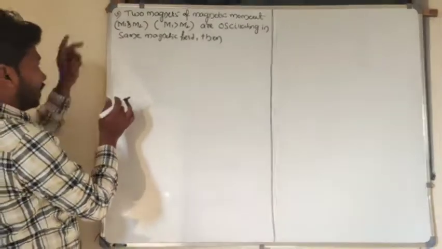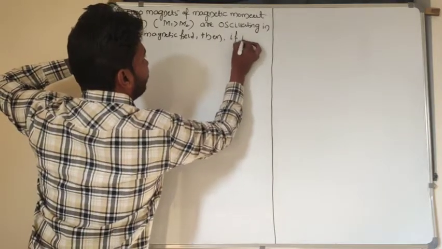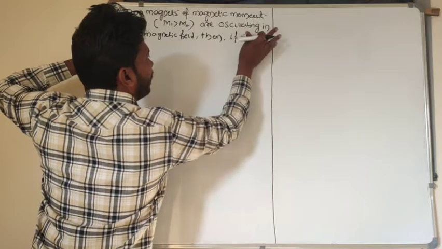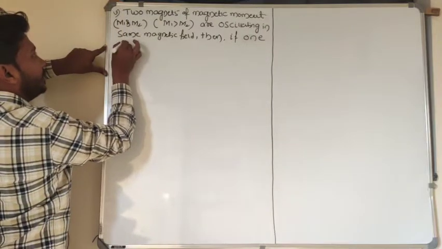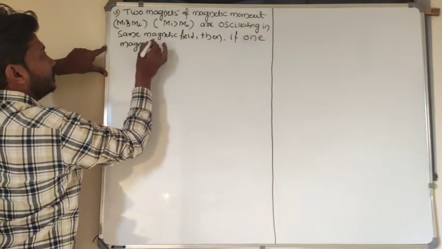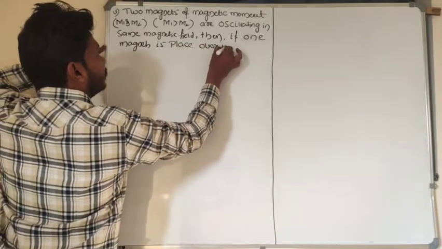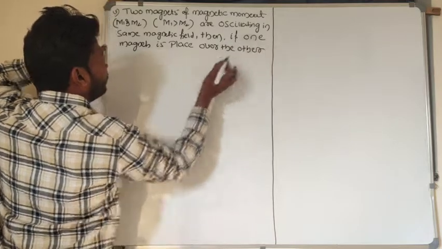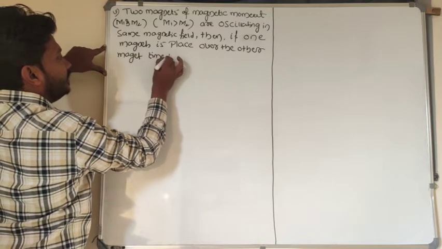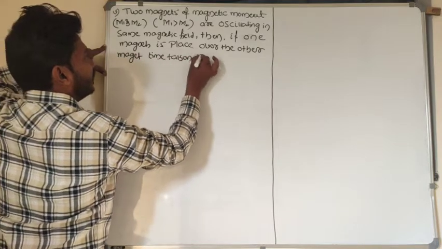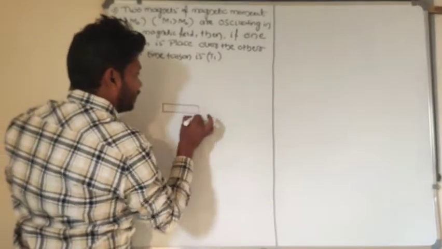Look at here. In order to get this, first I can consider if one magnet is placed over the other magnet, time taken is t1. What does that mean here? One magnet is placed over the other magnet, like poles are in contact.